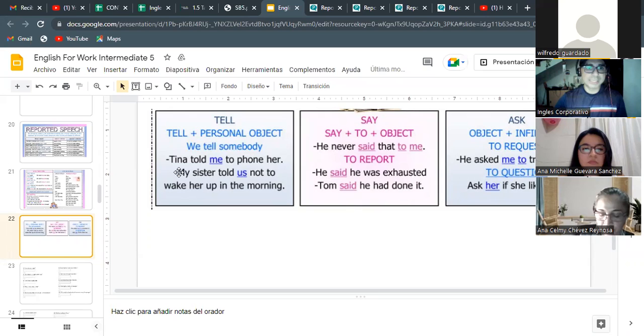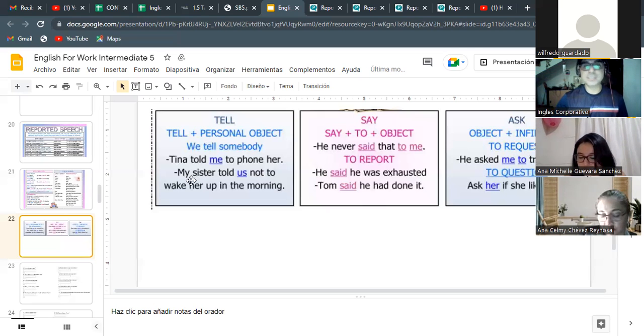when we tell somebody something. So Tina told me to phone her. So in this case, it's told because she told me to do an action for her. When somebody is asking you to do something, you're going to use tell, in this case, told, because it's not just say. Say something is like, for example, I like ice cream. She says she liked ice cream. But if I tell you to do something, then you are going to use tell. So Tina told me to phone her.